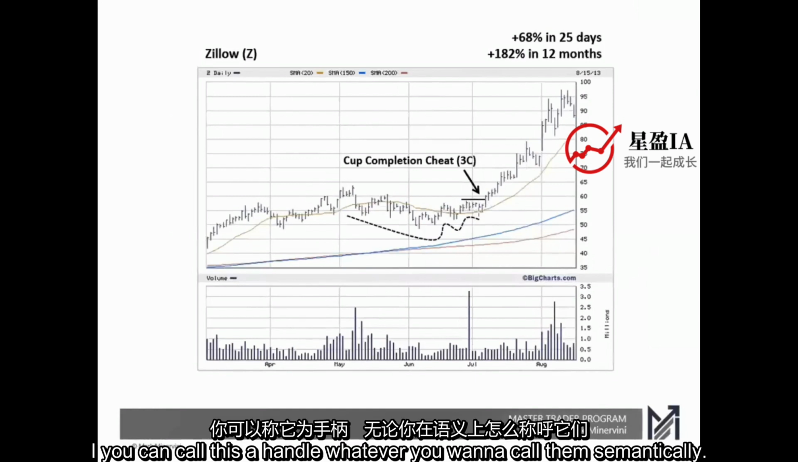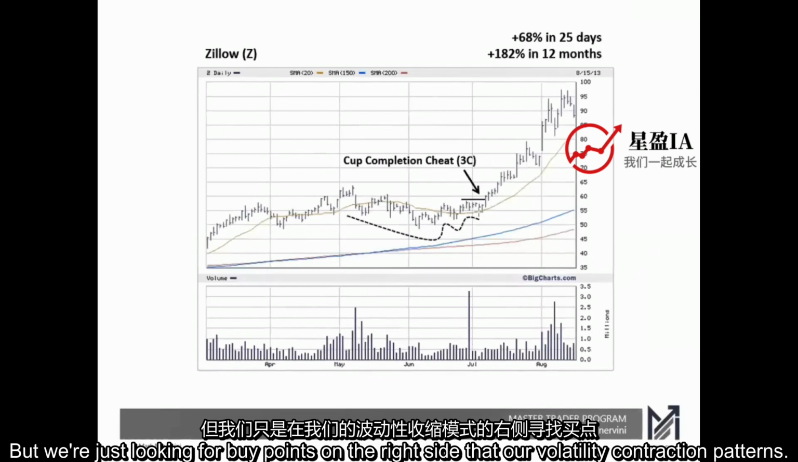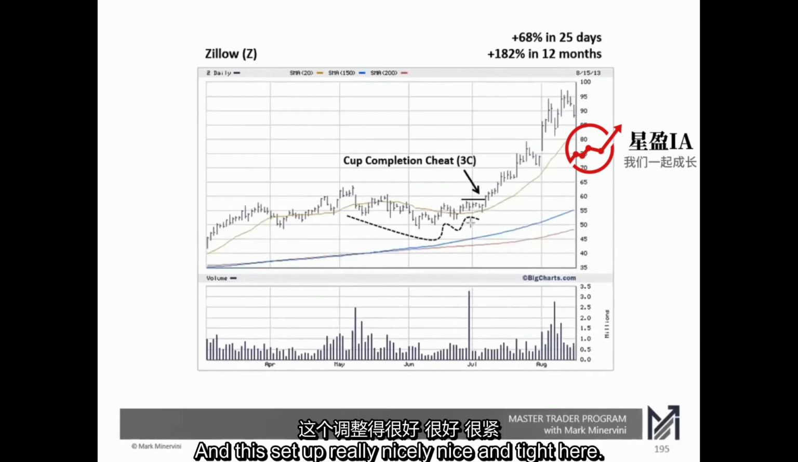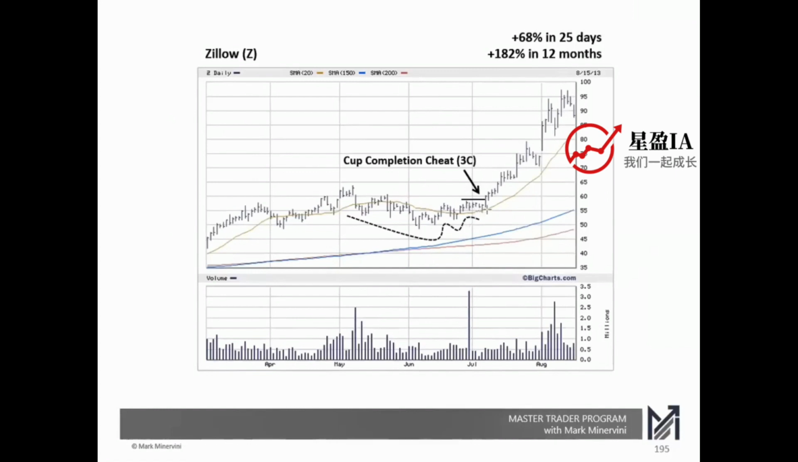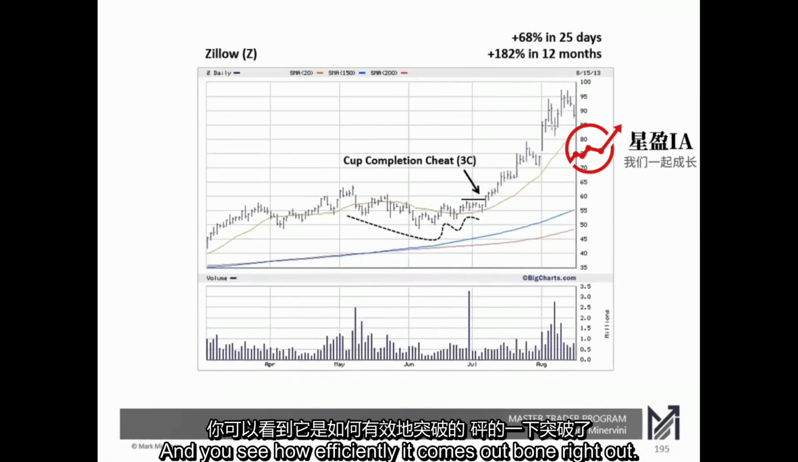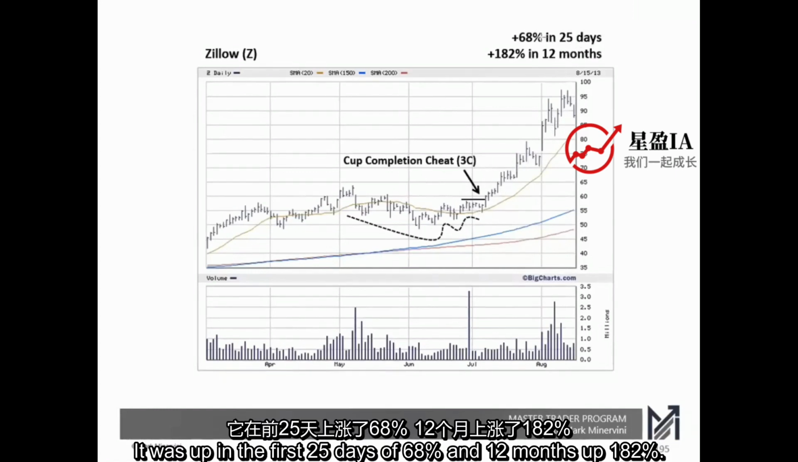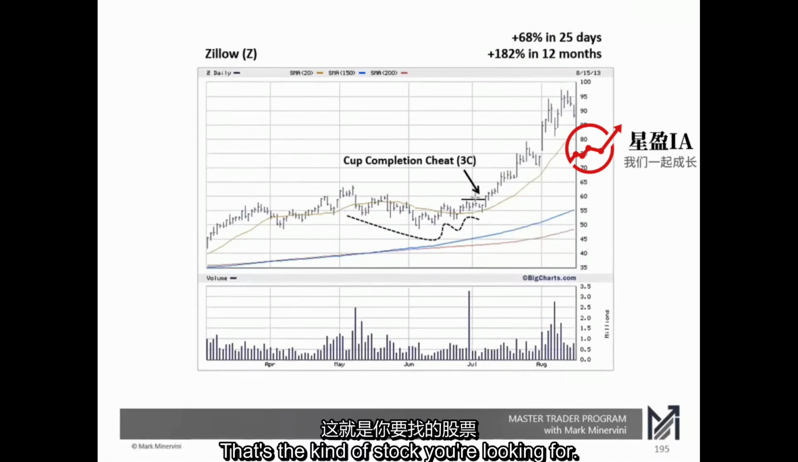I mean, you can call this a handle, whatever you want to call them semantically. But we're just looking for buy points on the right side that are volatility contraction patterns. And this set up really nicely, nice and tight here. And you see how efficiently it comes out? Boom, right out. It was up in the first 25 days, up 68%, in 12 months, up 182%. That's the kind of stock that you're looking for.